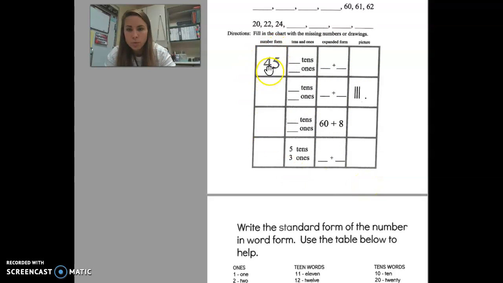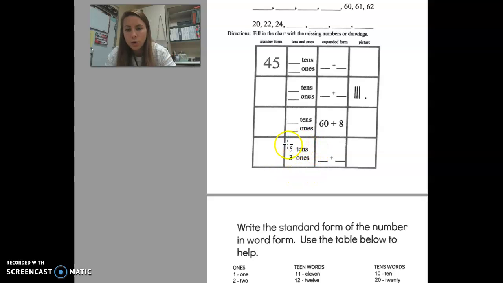Now you'll notice in this one they gave you 45, so they want you to figure out the tens and ones, the expanded form, and the picture. But if you look to the second one, they give you just the picture. So you have to use this picture that you see to fill in the expanded form, the tens and ones, and then what is the number in standard form. On this one, you have just expanded form given to you. So you have to fill in the picture, the tens and ones, and the standard form based off what this number is, this 60 plus 8.